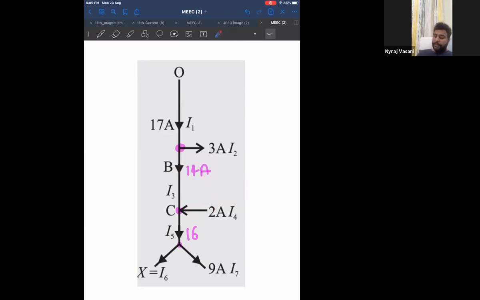Now, analyze this node. Total current entering this node will be 16. Therefore, total current leaving this node also will be 16. But out of 16, 9 has already gone in this particular branch. Therefore, if 7 goes in this particular branch, my equation is satisfied. 16 is entering and 16 is leaving. Therefore, the current X will be 7 ampere. People who have given me the answer as 7 ampere have given me the right answer.